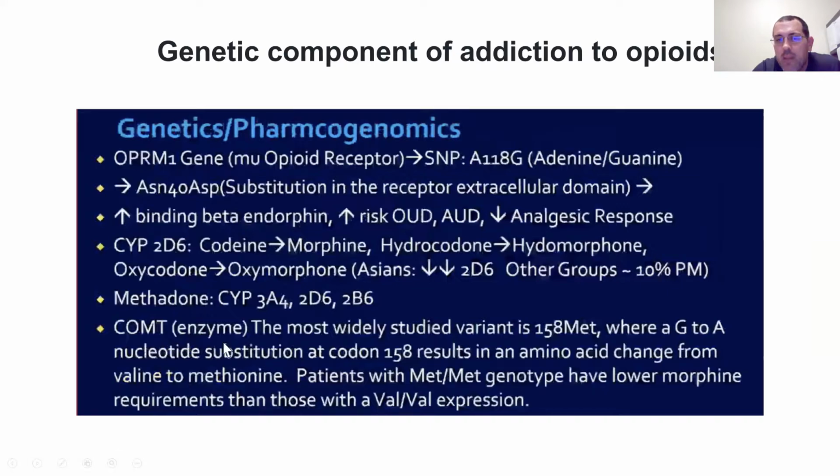The last one here is the COMT enzyme. The most widely studied variant is the 158 MET, where a guanine is changed to adenine, a nucleotide substitution at codon 158, which results in an amino acid change from valine to methionine. Patients with the MET-MET genotype have lower morphine requirements than those with VAL-VAL expression. In the anesthesia population, we commonly think of redheads, or individuals with red hair, who require higher dosages of local anesthetic. A similar thing here for people with their opioid tolerance.